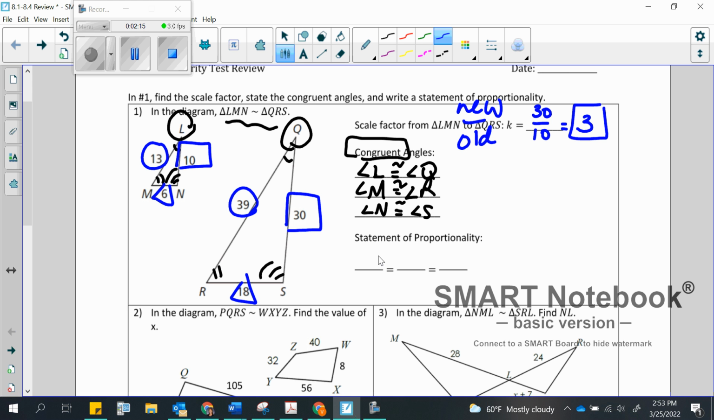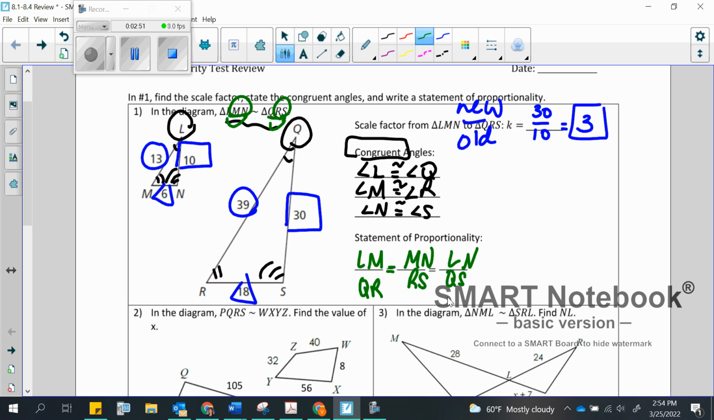Okay? When it comes to your statement of proportionality, you want to use the sides. So LM and QR are first. So we know that LM divided by QR would be the same proportion, follows the same scale factor as MN over RS, which would be equal to LN over QS, because they both come first and third in the statement. Now, if you flipped all of these, that would still be acceptable.